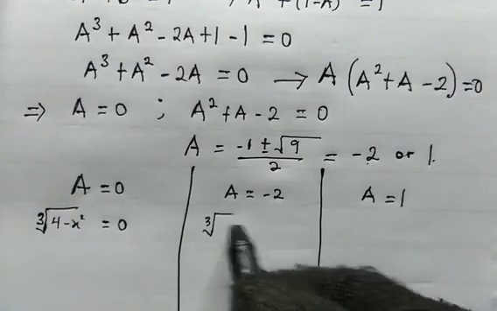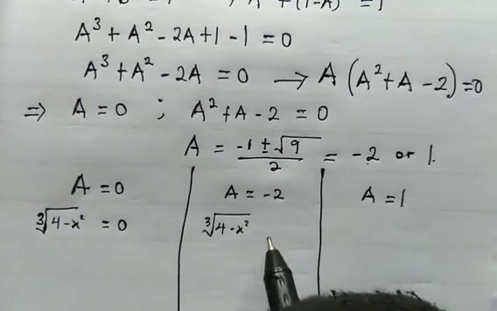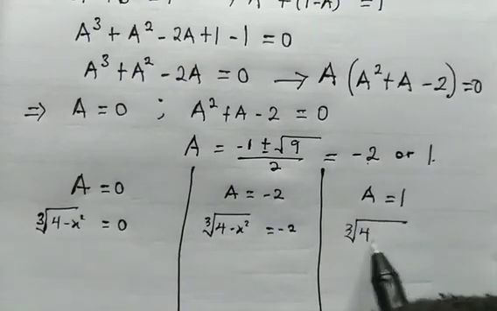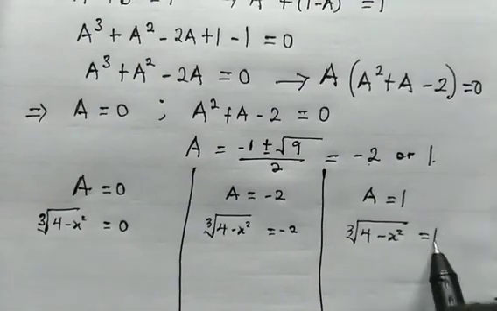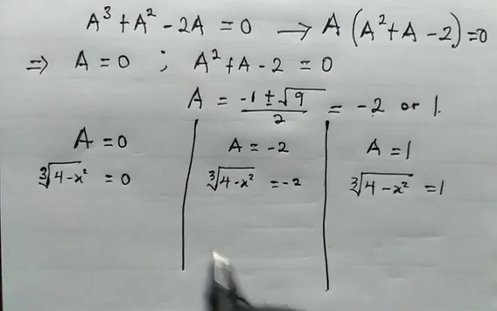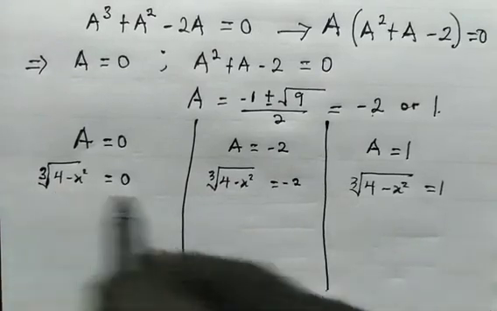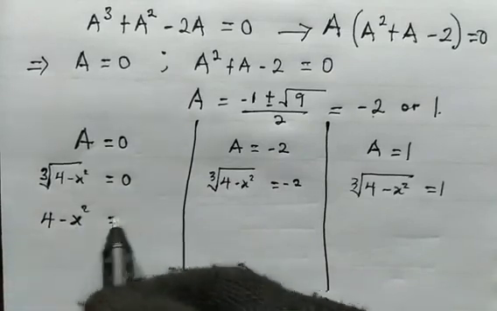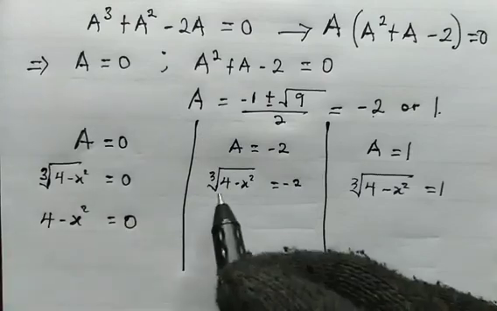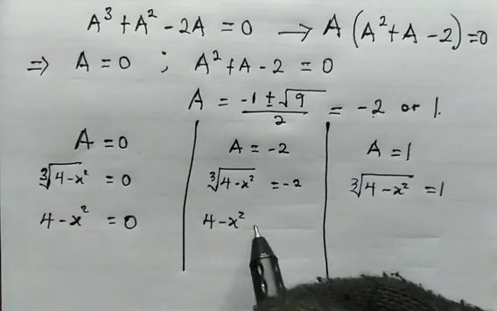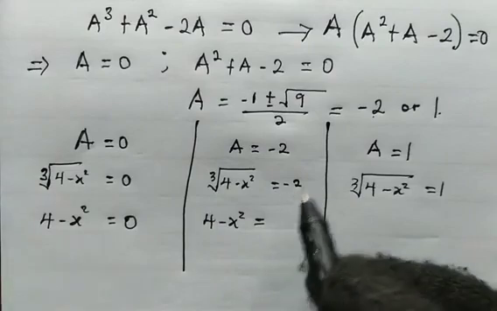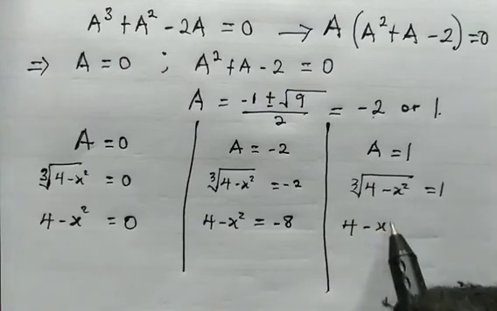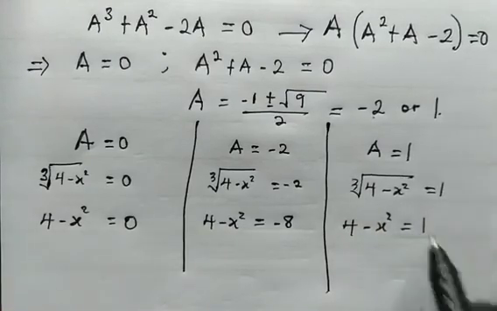Here, the cube root of 4 minus x squared equals negative 2. And here, the cube root of 4 minus x squared equals 1. Now, from each equation, we're going to cube both sides, and when we do that, we get 4 minus x squared equals 0 cubed, which is 0, and 4 minus x squared equals negative 2 cubed, which will give us negative 8. And 4 minus x squared equals 1 cubed, which is 1.